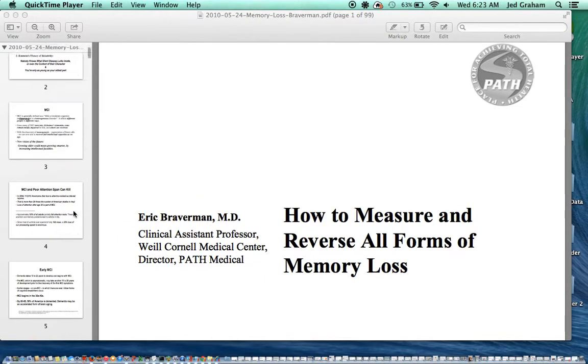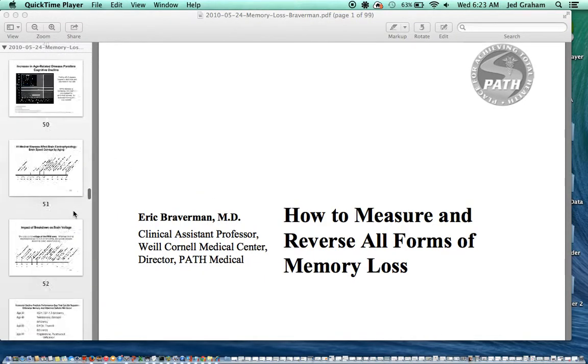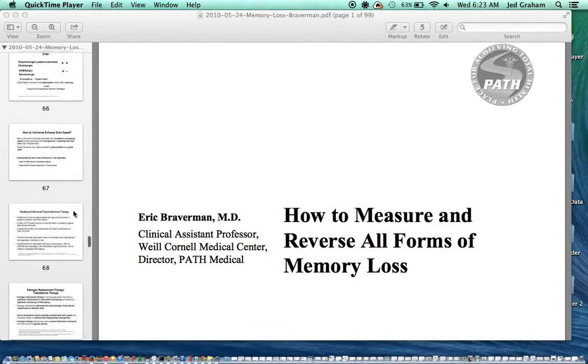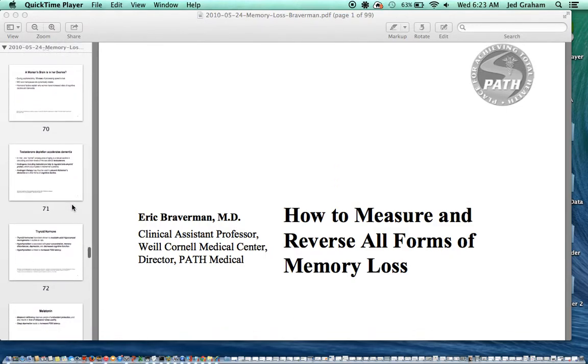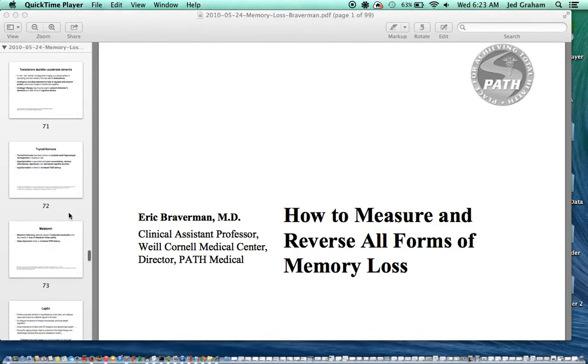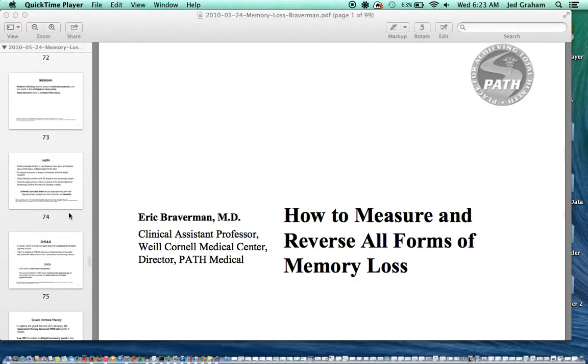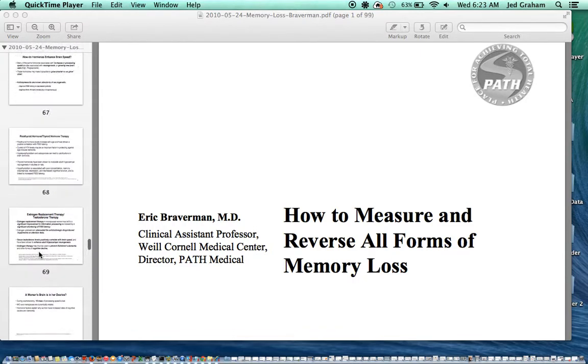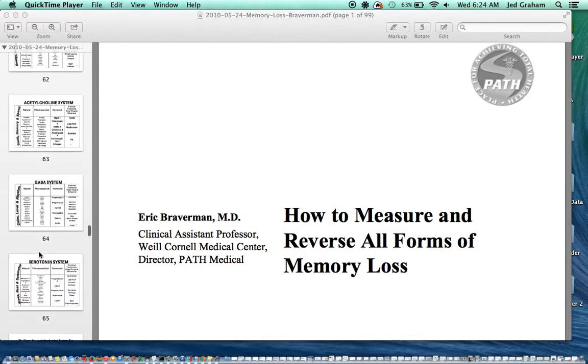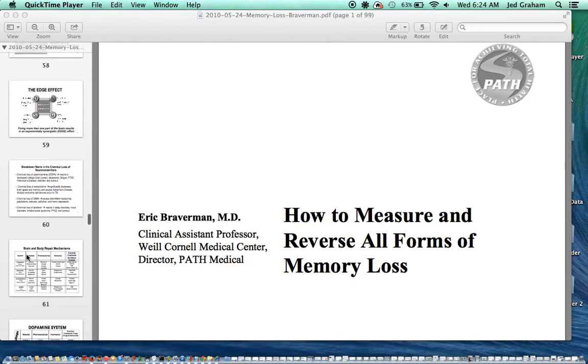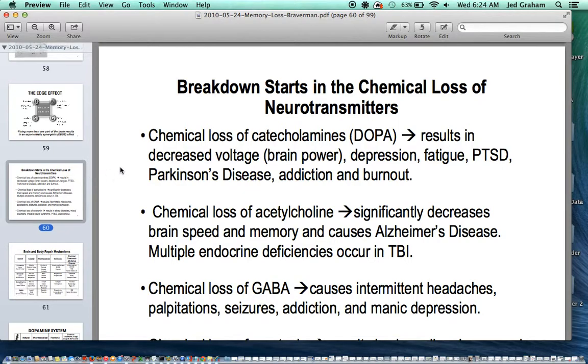We're going to go down to page 60. So we're going to get through all this stuff. But getting back to how to measure, basically he just did EEGs to measure brain speed. And I guess you could call it computer speed. So we're going to go to page, I think it's page 60.